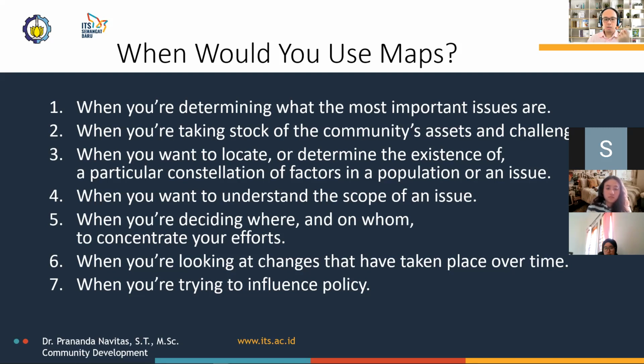Two, when you're taking stock of the community's assets and challenges. Maps can also demonstrate the extent of the assets the community already has to address their problems, and where those assets are located in relation to where they might be needed. Three, when you want to locate or determine the existence of a particular constellation of factors in a population or issue.